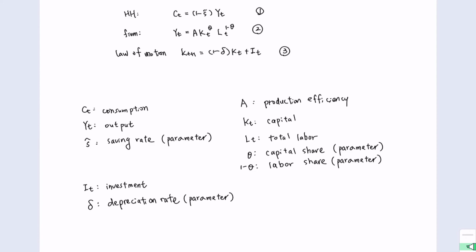Finally, we claim that this economy will have the equilibrium, which is that the total output needs to be either consumed or invested. And these four equations characterize the macroeconomy under the assumption of the Solow model.